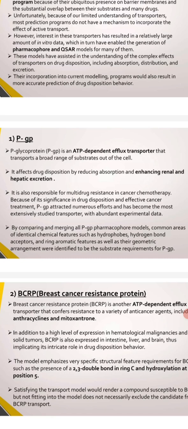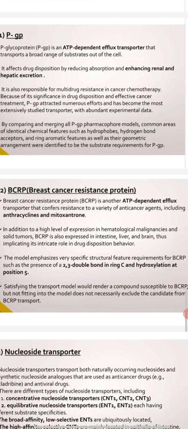By comparing and matching all PGP pharmacophore models, common areas of identical chemical features such as hydrophobes, hydrogen bond acceptors, and ring aromatic features, as well as their geometric arrangement, were identified to be the substrate requirements for PGP.